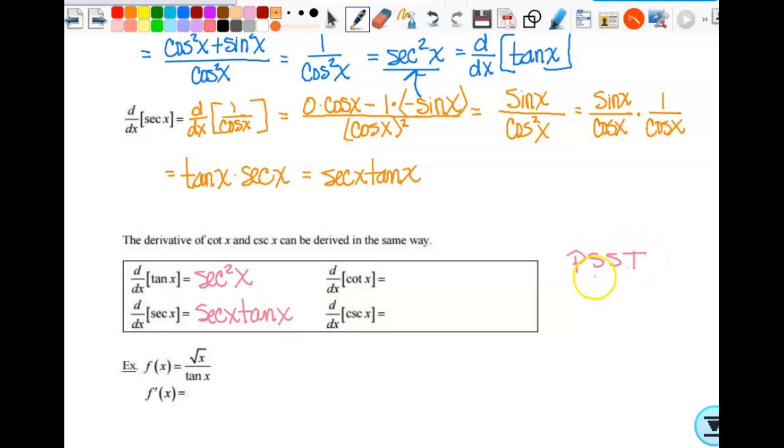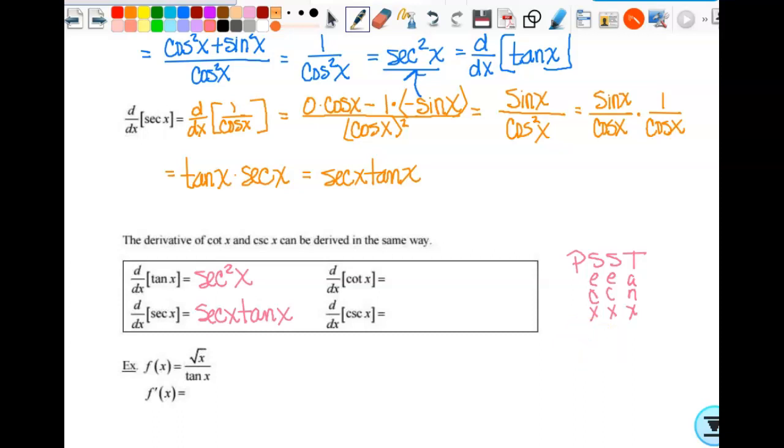P-S-S-T, where this is secant x, tangent x, and then you just ignore the P. So secant, the derivative of secant is secant tangent. The derivative of tangent is secant squared. Okay? Does that make sense? See how that works there?